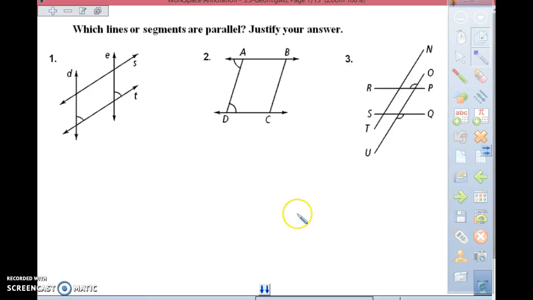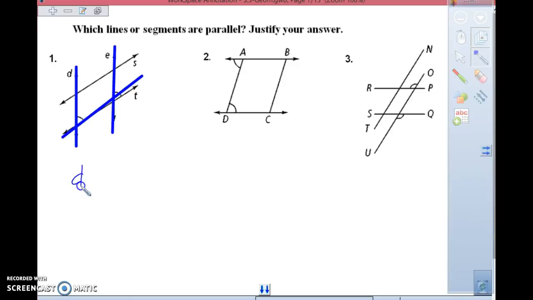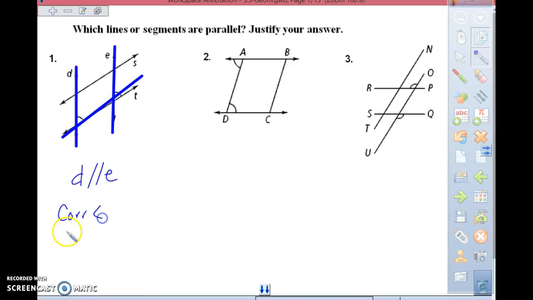So looking at these, it says which lines or segments are parallel. Justify your answer. So what I'm going to do is look to see which lines are being used. D, E, T would end up being the transversal. So in number 1, we're proving D parallel to E, and those are corresponding angles. So we're using the corresponding angles converse.